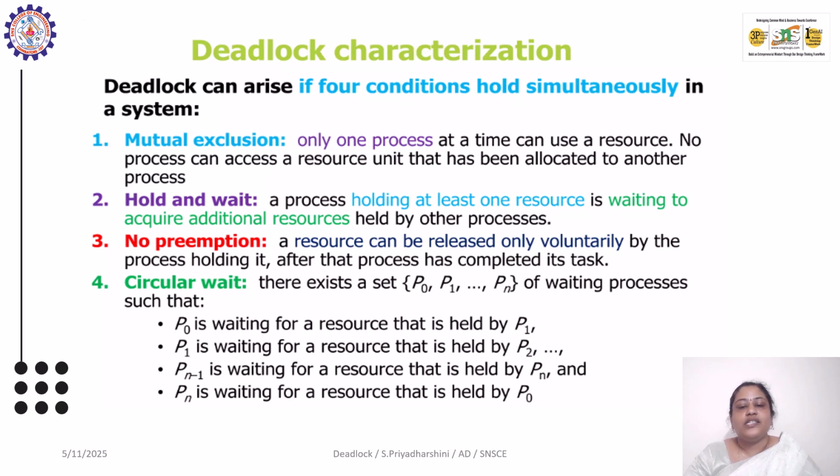The last characterization is the circular wait. P0 is waiting for P1, P1 is waiting for P2, P2 is waiting for P3, P3 is waiting for P4, and P4 is waiting for P0. This is called the circular wait characterization. A deadlock will arise if these four conditions hold simultaneously in a system. Then we say definitely there is a deadlock in the system.